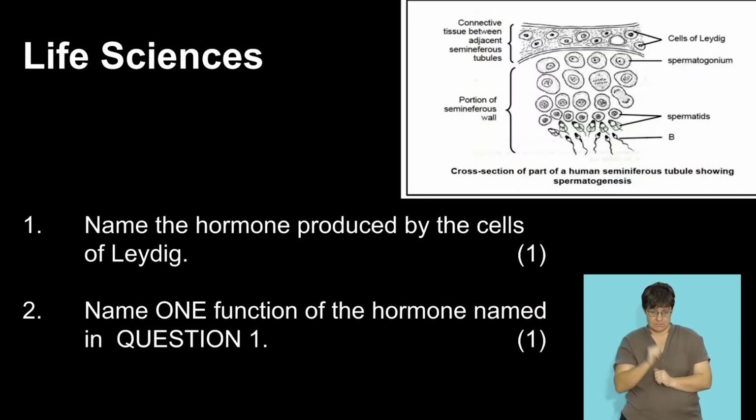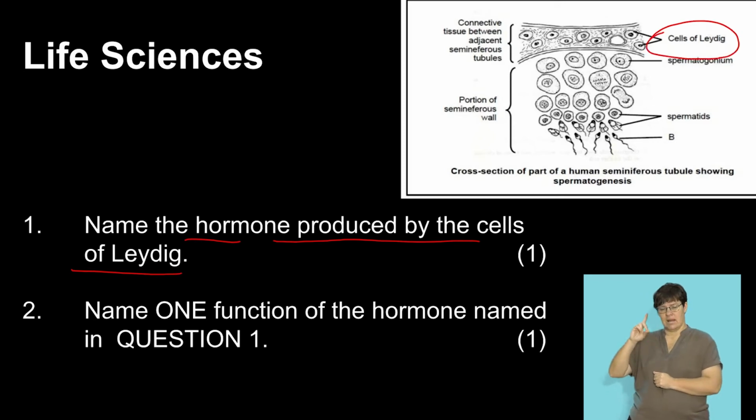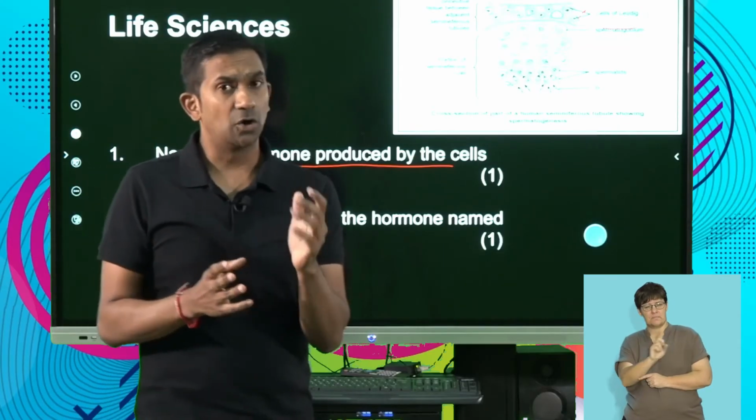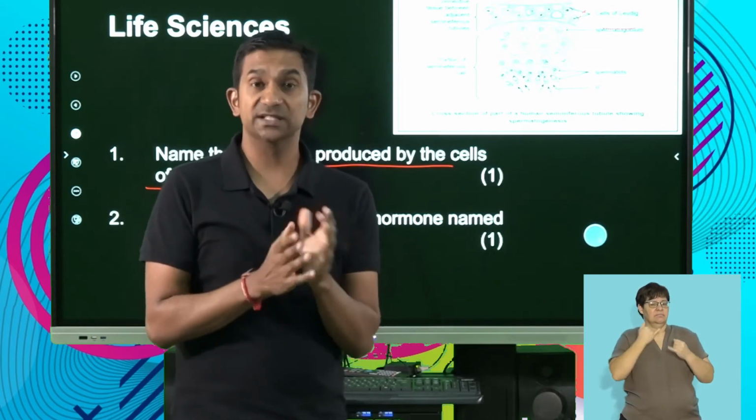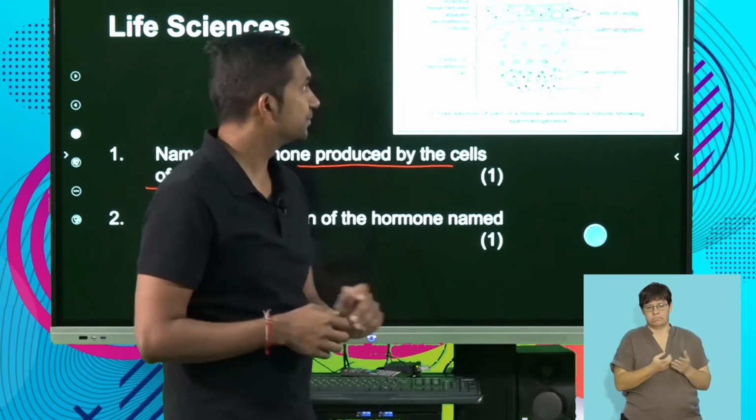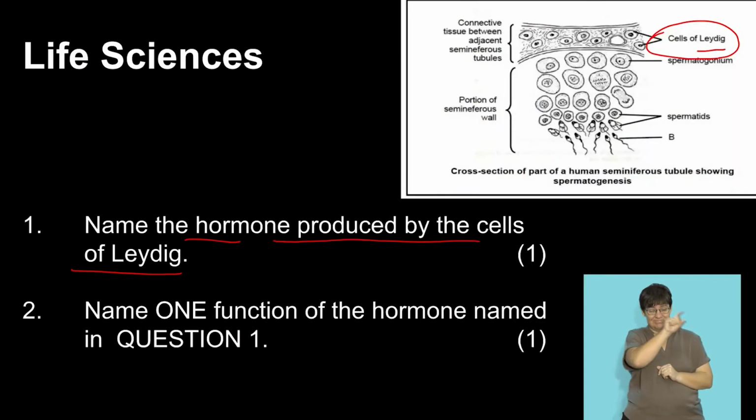Let's look at question 1. Name the hormone produced by the cells of Leydig. Now if we go to the diagram and look at the Leydig cells, a little earlier on we looked at hormones responsible for the development of secondary sexual characteristics as well as the production of sperm cells. So it would be these cells called the Leydig cells.